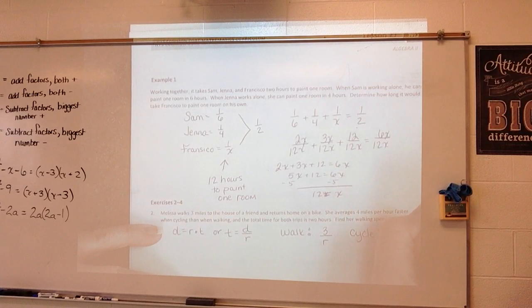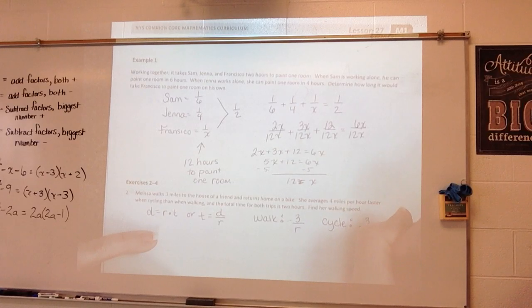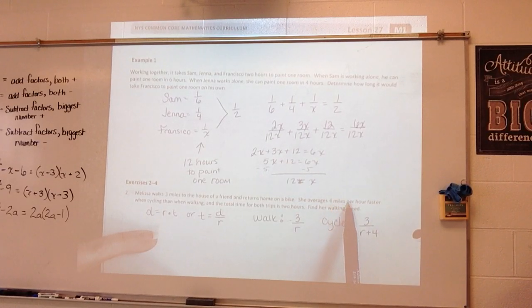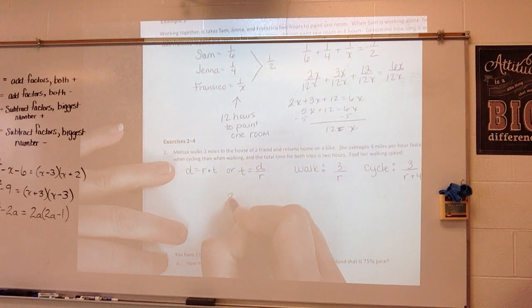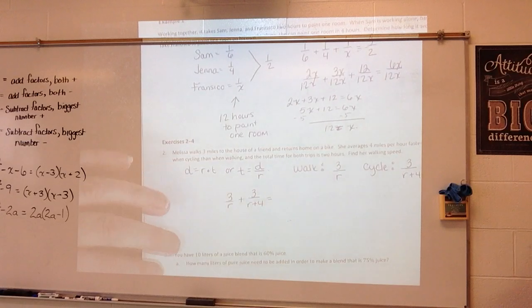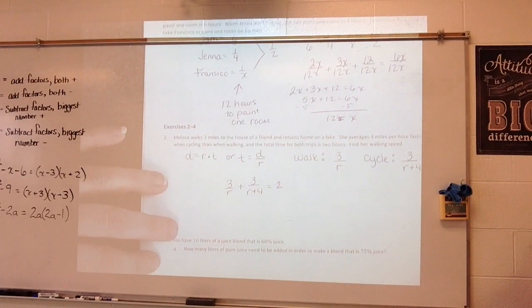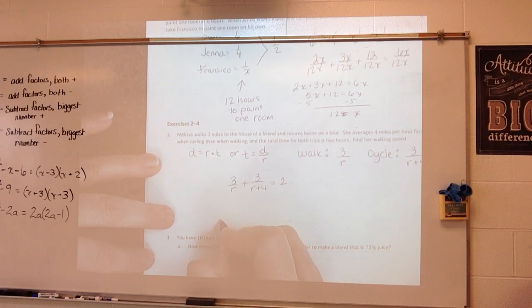To cycle, it says she can go 4 miles per hour faster when cycling. So her rate becomes 4 miles faster. All right? So now we can write an equation that represents both trips. All right, so this is her walking. This is her cycling. And it takes a total of 2 hours. Okay? So common denominator of r times r plus 4.